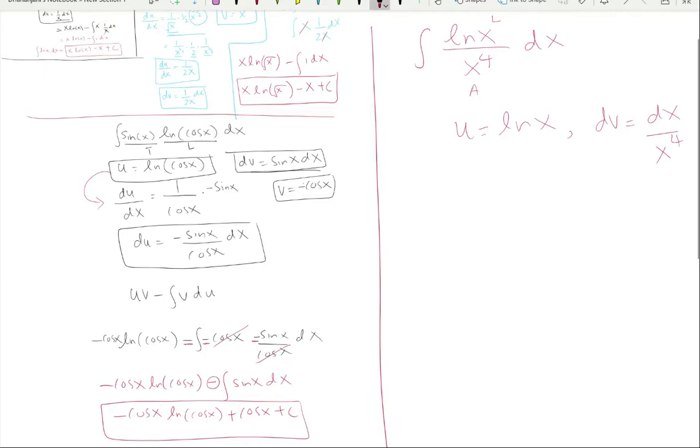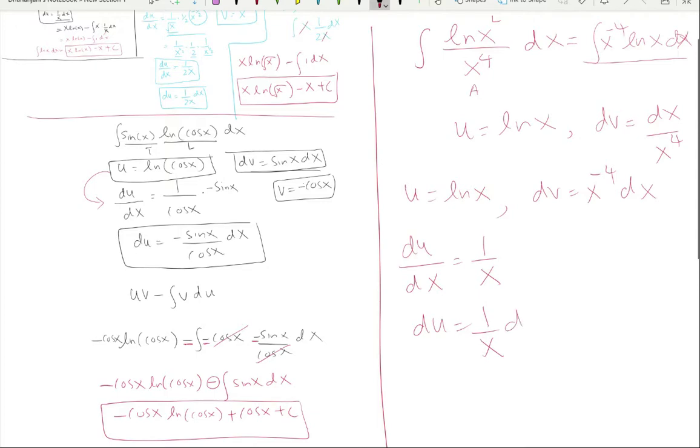So don't forget that it's a fraction. Now you can make your life easy if you just write that fraction in dv as x to the negative 4. So you could have written this integral in the first place as x to the negative 4 natural log x. It's just more comfortable than having a fraction, right? Now let's carry on. So du over dx, the derivative of natural log x, is 1 over x, and du is 1 over x dx.